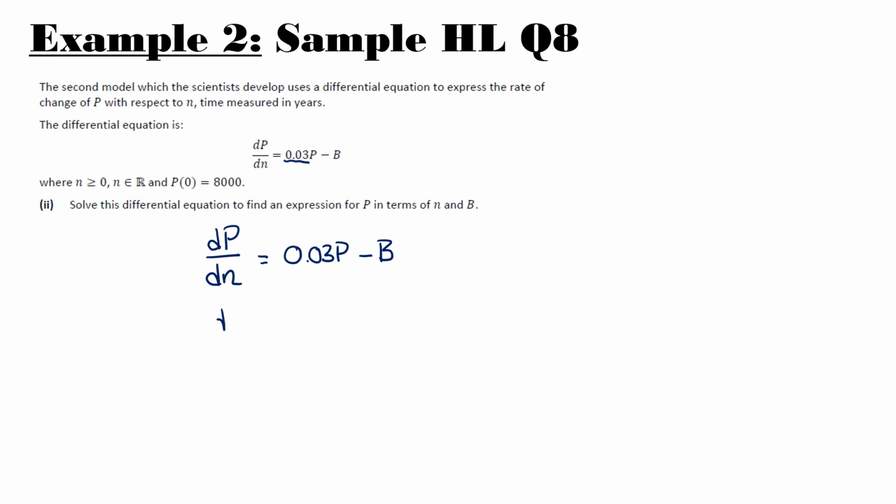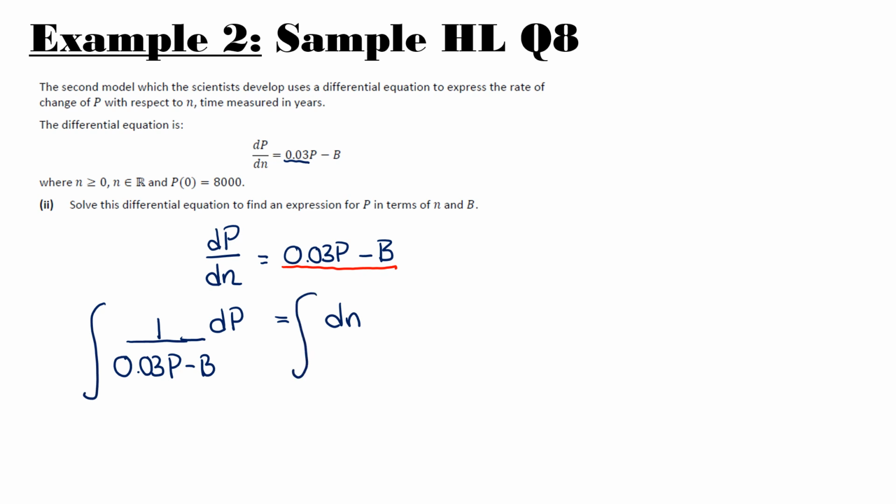So what I'm going to do is bring over this whole thing. And because I'm bringing the whole thing over, I'm going to effectively divide by it. So that gives us 1 over 0.03P minus B, and that's all going to be with respect to P, so dP, and then I've brought the dn over the other side. We're going to now integrate both sides. I'm going to use limits of integration here. On the left hand side, the population is going to be 8,000 when n, the time, is 0.